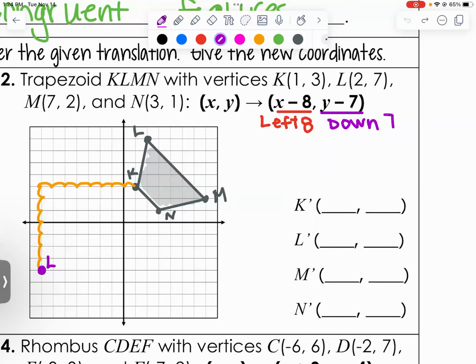Oh, because I forgot that we did K first. Sorry. That's okay. All right, now let's do L. We need to go left 1, 2, 3, 4, 5, 6, 7, 8, and then down 1, 2, 3, 4, 5, 6, 7. I landed with my new L coordinate on the x-axis. Did you? Yep.